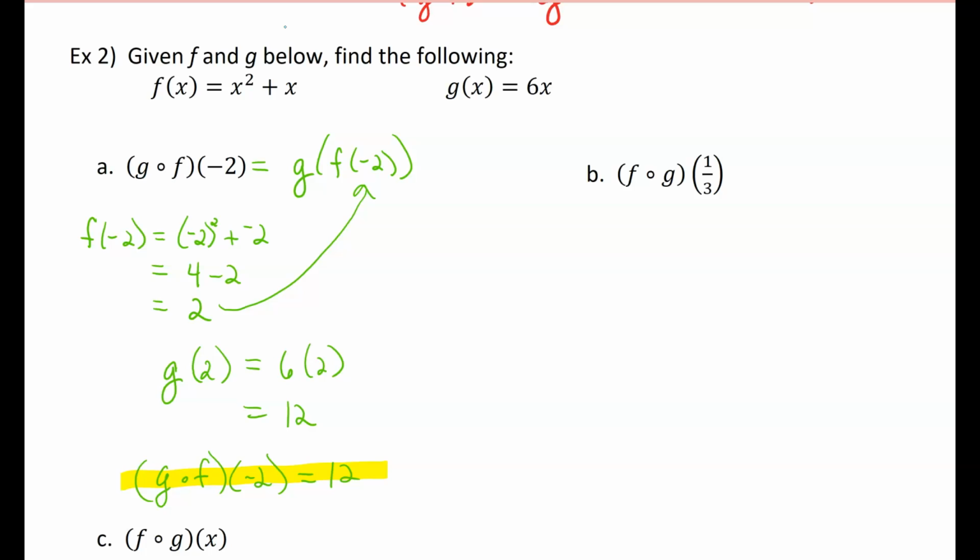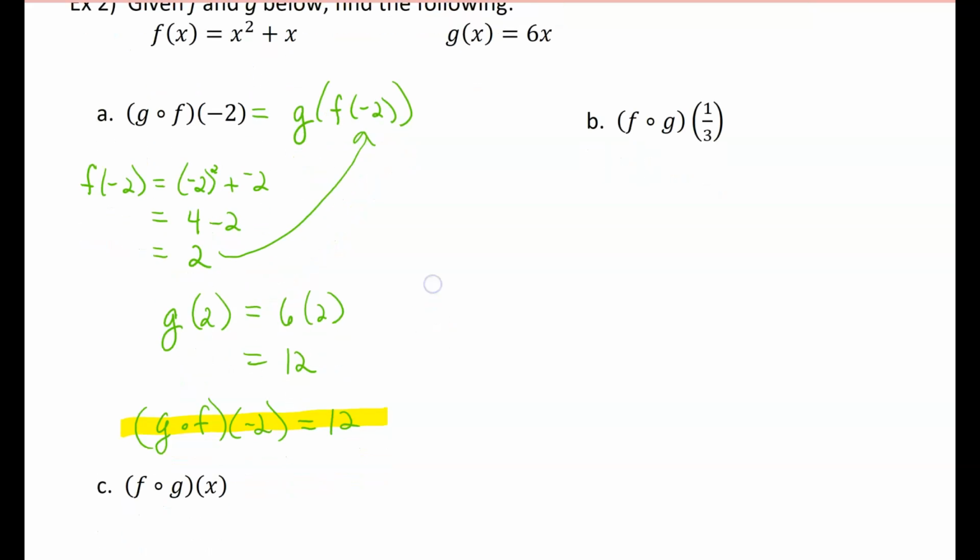Okay. Are we ready to look at B? All right, so B is f of g of 1/3. So again, I'm just going to rewrite this as f of g of 1/3. Which one is my outer function? F, and my inner function is g. G of 1/3, and that's where I want to start.